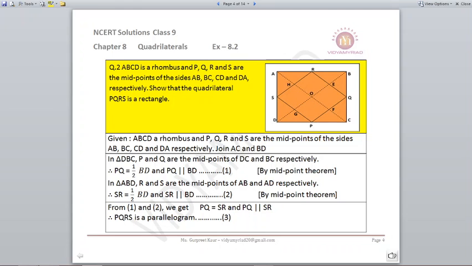In the same way, let's take the opposite triangle now, ABD. In that case, S and R are the midpoints of the respective sides. So we can say that SR is parallel to BD and SR is half of BD. Let it be equation number 2 as per the midpoint theorem. Considering both equations 1 and 2, BD is common, so we can say that PQ is equal to SR and PQ is parallel to SR, and thus PQRS is a parallelogram.